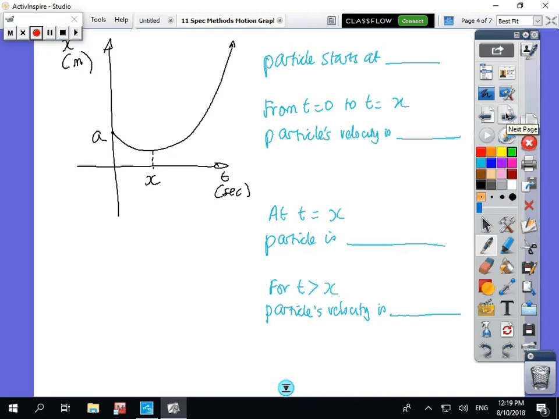Let's have a look at another change. Oh no, x is being measured in meters, sorry. x is being measured in meters, t is being measured in time. So where does the particle start? The particle starts at A.